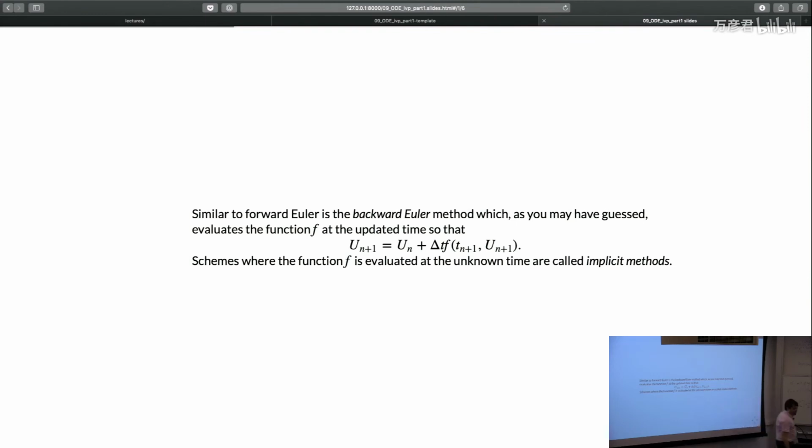However, there's an important problem here, and that's that f now contains something we don't know. Right? We know what f is, but we can't just evaluate this and update un plus 1 because it has a un plus 1 on the right-hand side. So what do we do? When we have these types of things where f is dependent on un plus 1, we usually call these implicit methods, in contrast to explicit methods, which forward Euler and leapfrog are. Basically, it's implicit in the sense that f contains a un plus 1, like that.